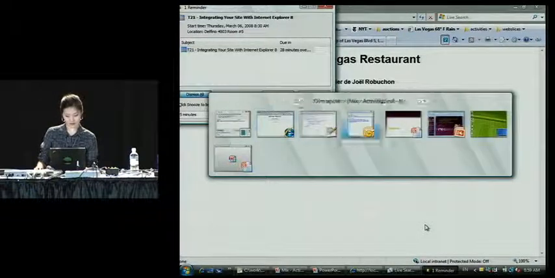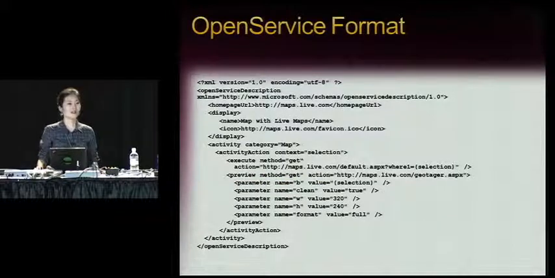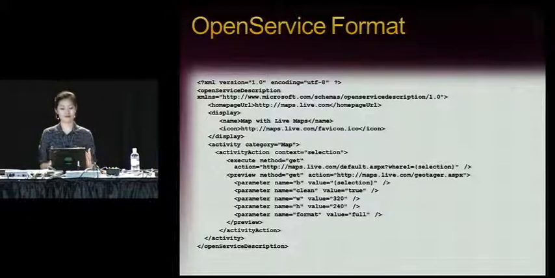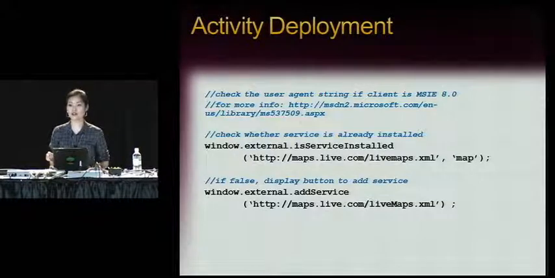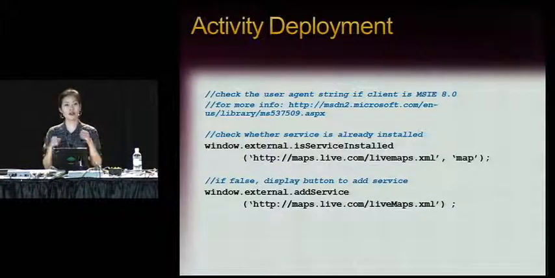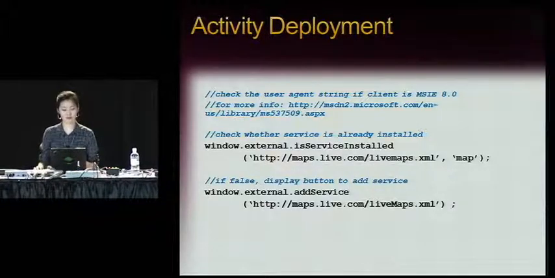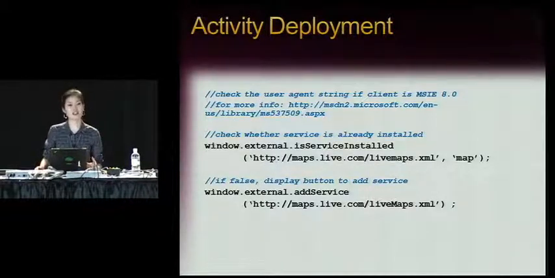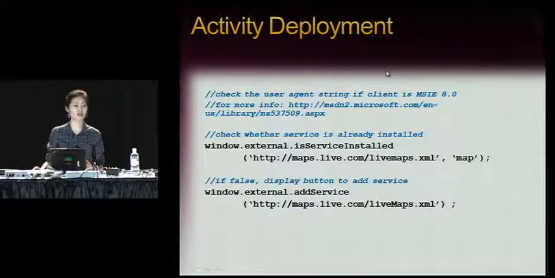So we just walked through how to create an OpenService format description file for Live Maps. And I also showed you how you can use the Add Service button to enable it directly in your web page so that you can encourage users to install it. You can also check if that activity is already installed by using the Is Service Installed API.